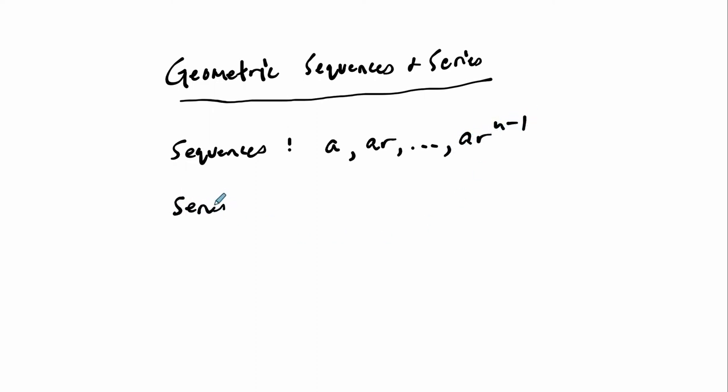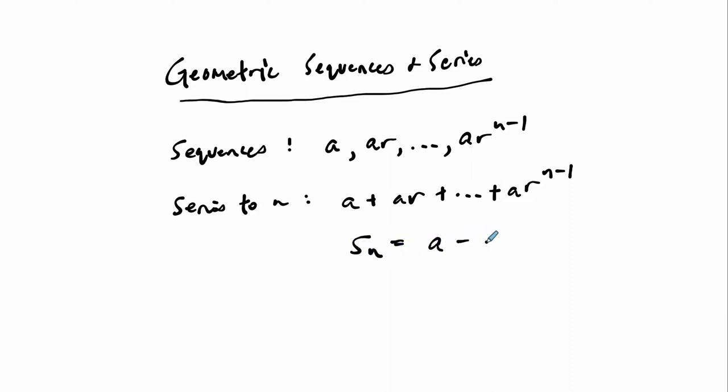Our series to some value N represents A plus AR all the way up to the nth term, which is A times R to the N minus 1. And we even said that these partial sums up to the nth term end up equaling A minus A times R to the N over 1 minus R.